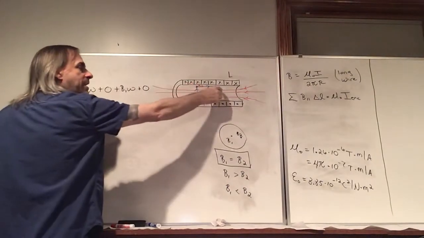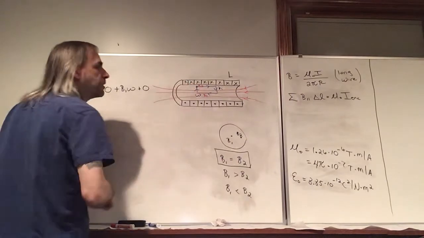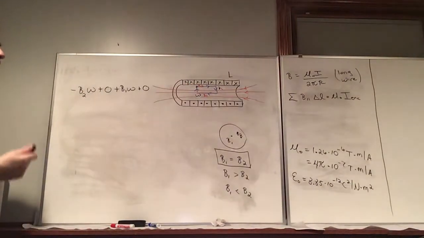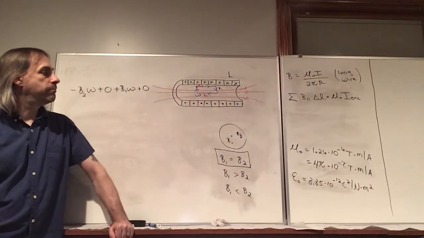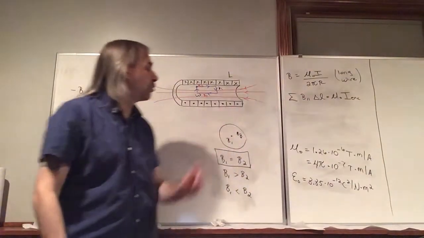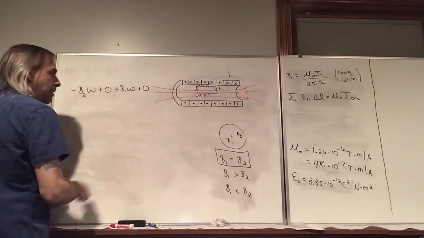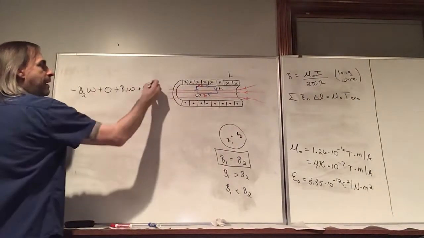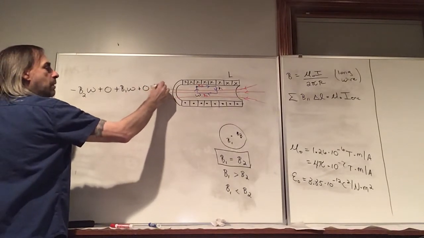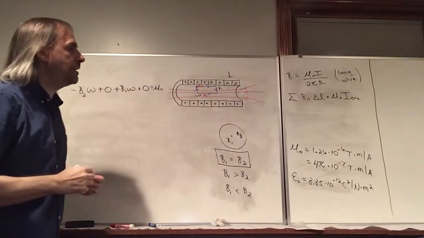And for the same reason this one is 0, this one's going to be 0 as well. They're perpendicular to each other, so V parallel is 0. Okay, so we add all of that up, and then that is equal to mu naught times the current.